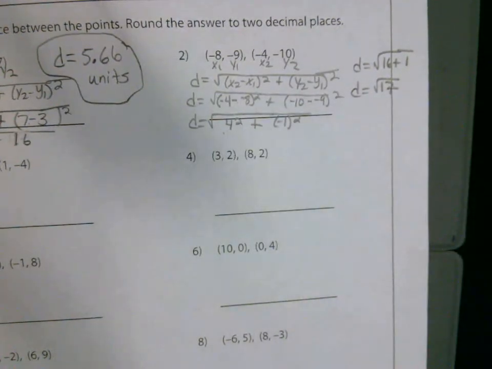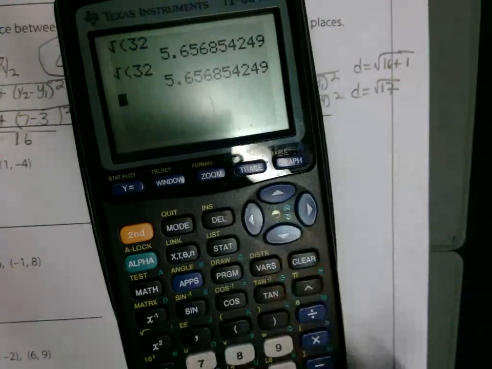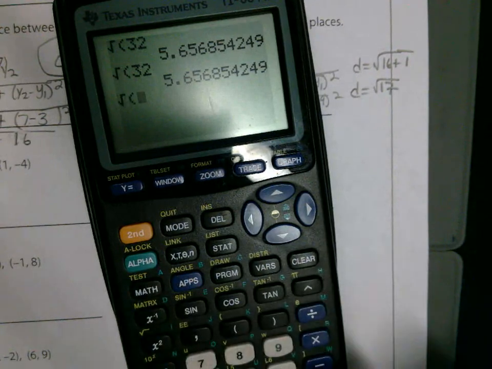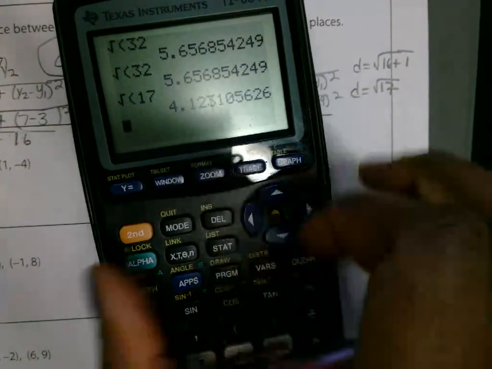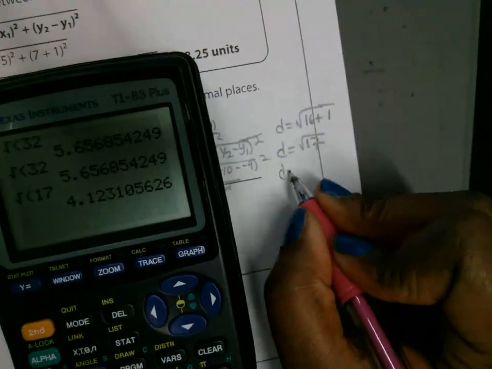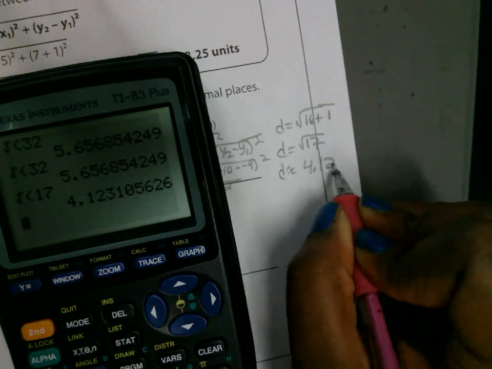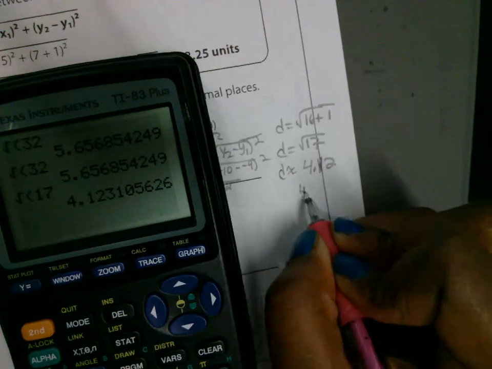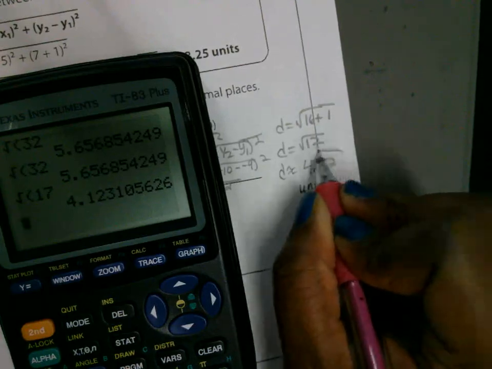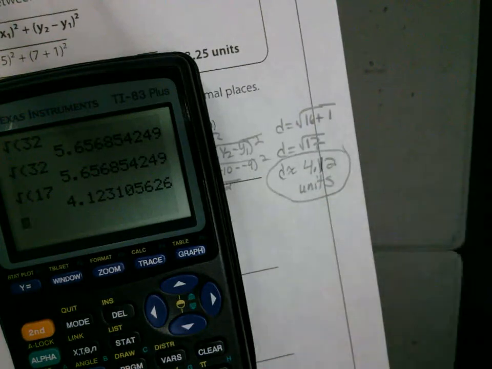So let's type in the square root of 17, and round it to 2 places behind the decimal. What's the square root of 17 equal to? 4.12. Very good. Let me put the squiggly line, about 4 and 12 hundredths. And then what are we using? Units, unless they say feet, inches, and so on.